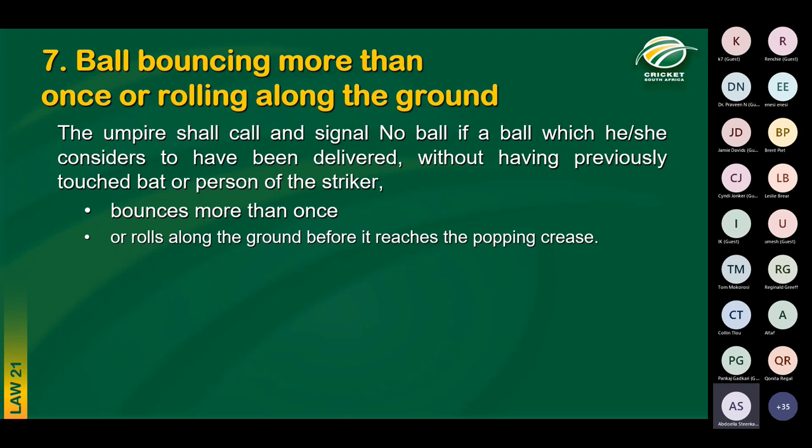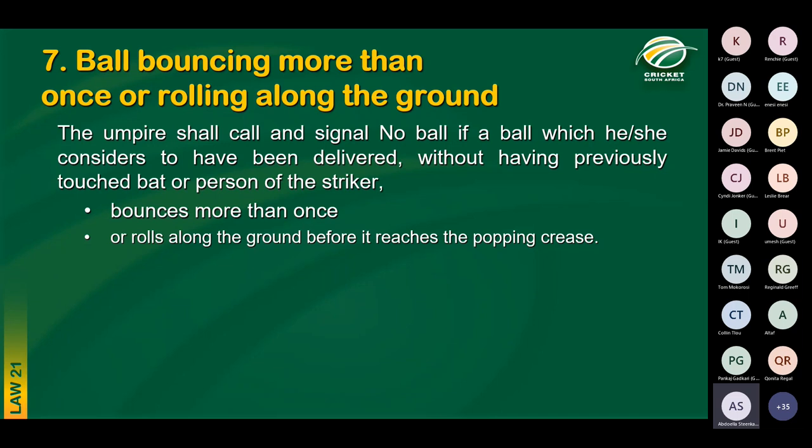So if you can visualize the bowler delivering the ball, after delivering the ball, it pitches once, and then it pitches a second time before the popping crease, or the ball gets delivered and it starts rolling before reaching the popping crease. If that is the case, either umpire is to call and signal no ball. So the important thing here is it either needs to bounce a second time before reaching the popping crease or roll along the ground before reaching the popping crease.